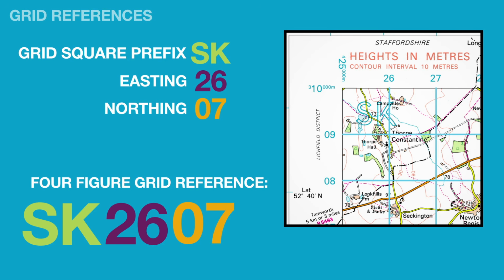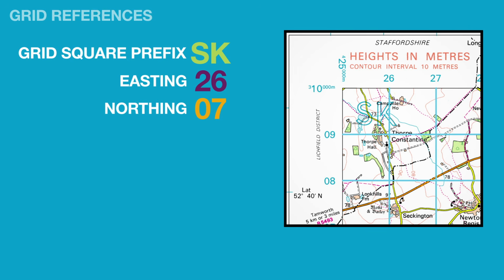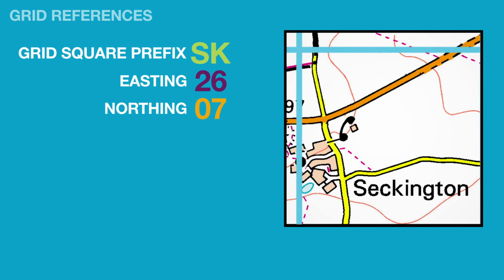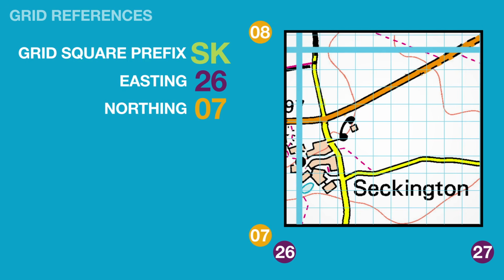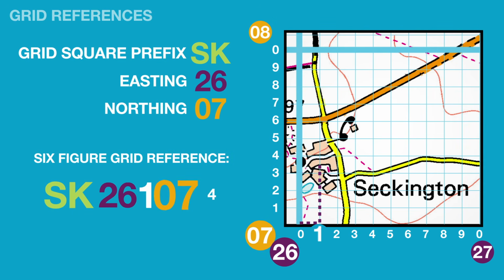for your use of 4-figure grid references. With a 6-figure grid reference, you can be even more accurate when pinpointing a place. Now imagine that each grid square is divided up into 100 tiny squares with 10 squares along each side. Using the along the corridor and up the stairs method, you can now add 2 figures to the grid reference. So the 6-figure grid reference for the telephone in Seckington is SK 261074.